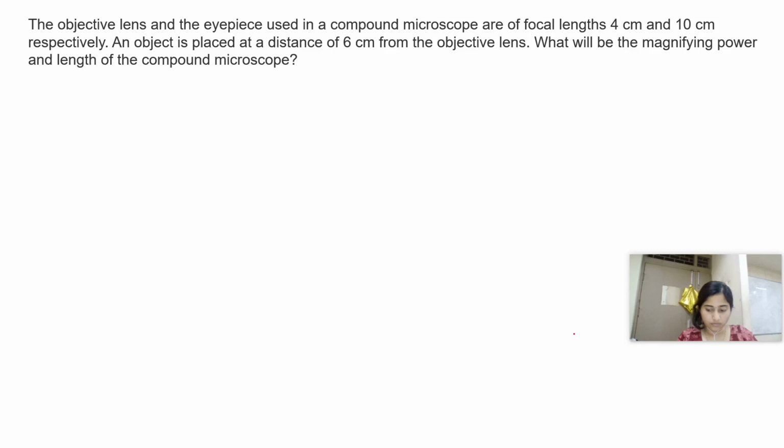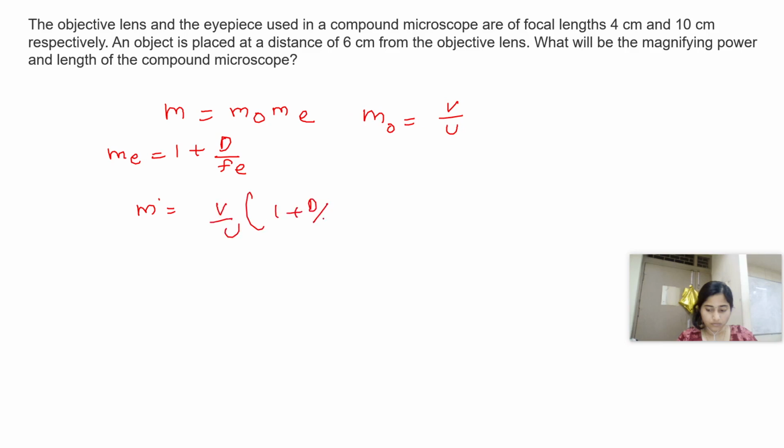So what is the magnifying power that we already discussed, right? M is equal to MO times ME for a compound microscope. And ME we already wrote as 1 plus D by FE. MO will be like a normal lens, so it will be V by U. So the total M will be V by U times 1 plus D by FE.